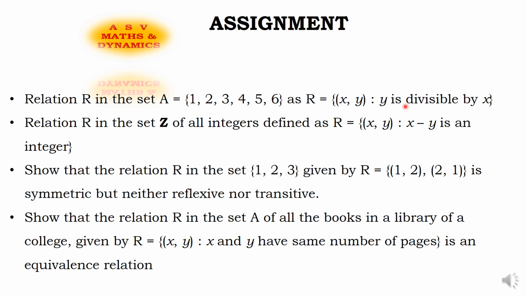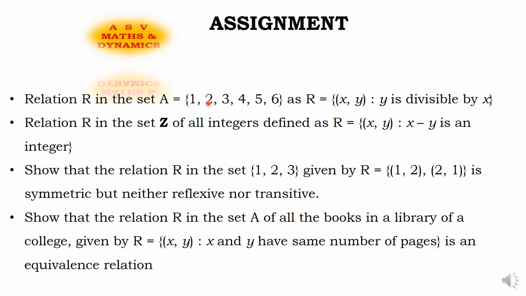(4, 2): 2 is divisible by 4? 2 divided by 4 will come 1 by 2, so only 1 by 2 you are getting. Divisible means completely you have to divide, but here it is not possible. In (2, 4), 4 divisible by 2 is possible, but 2 divisible by 4 is not possible. So the symmetric is not satisfying.